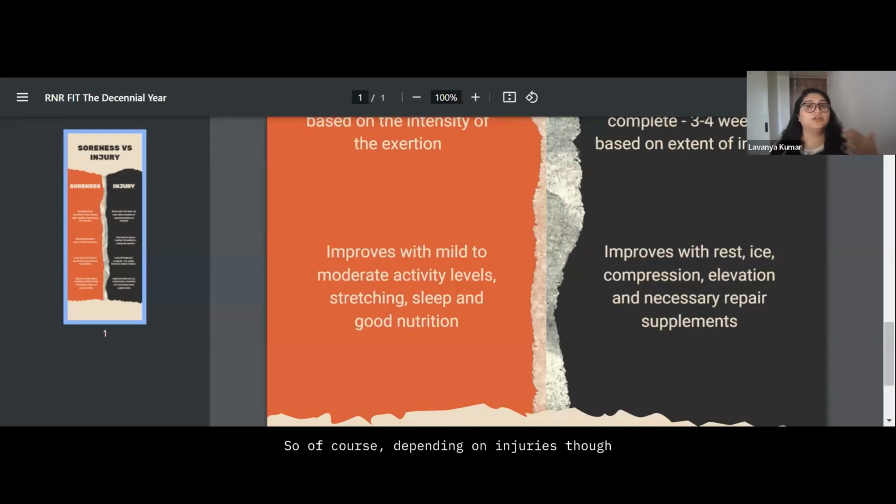So, of course, depending on the injuries, the way we work differs. But keeping that in mind, let's take closed injury as of now. You'll have to rest it. You'll have to use ice for this, which again we'll come to later. And you compress that region.